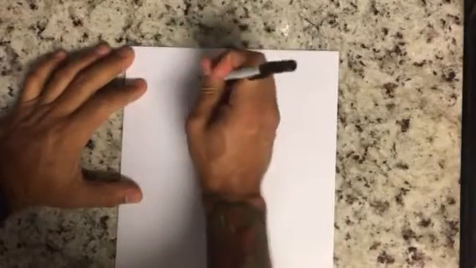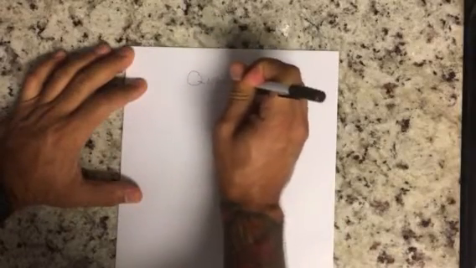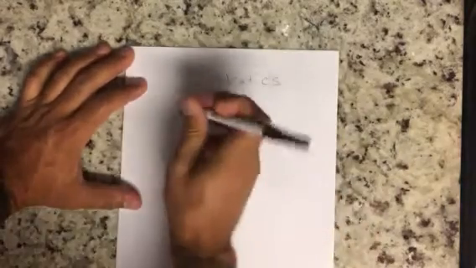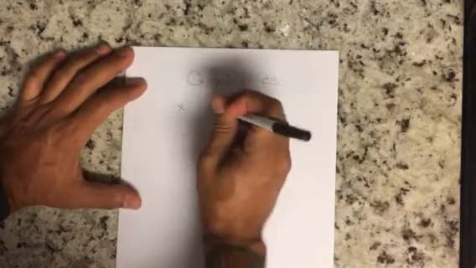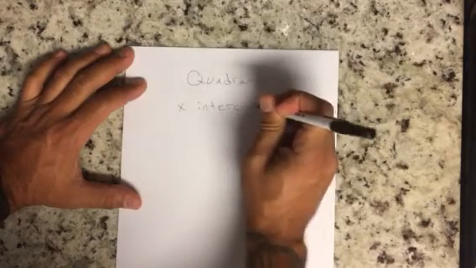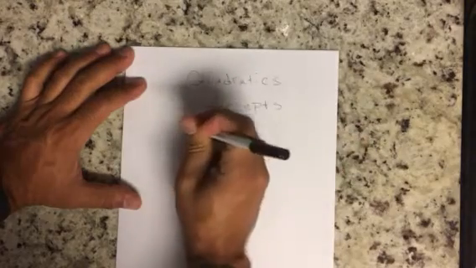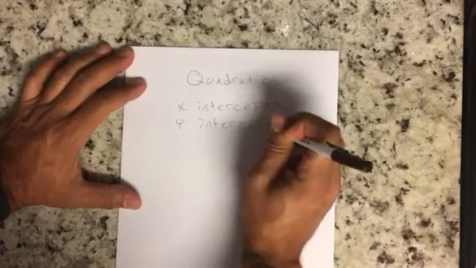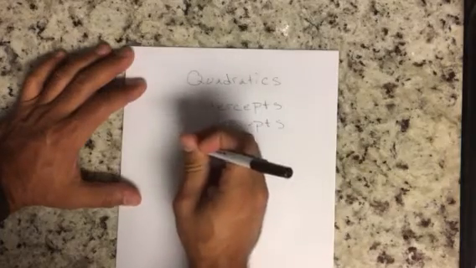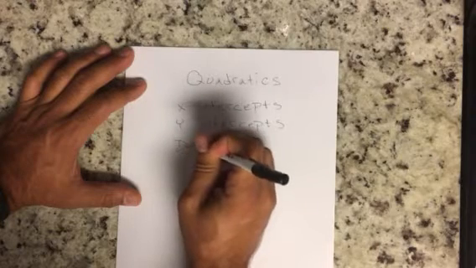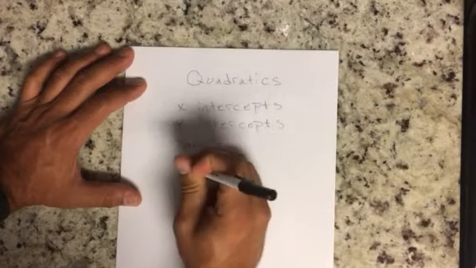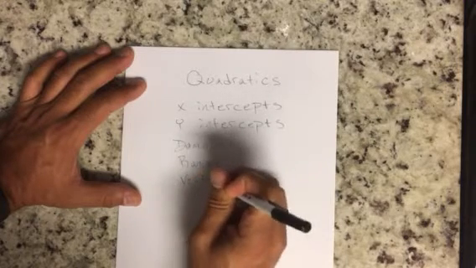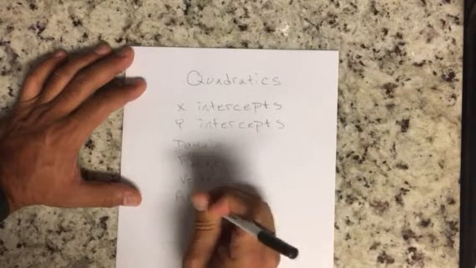Okay, we're going to talk about different parts of quadratics today. There are a few different things that I want you to find: x-intercepts, y-intercepts, the domain, the range, the vertex, and the axis of symmetry.